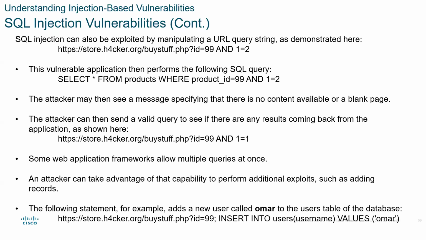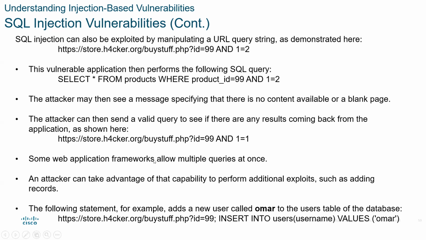It will select from products, because it's going to the store. It will select product from product ID equal to 99, and it should either be 1 or 2. So the attacker may send a message specifying that there is no content available or a blank page. The attacker then sends a valid query, because now it knows the structure of this. The attacker can then send a query to see if there are any results coming back from the application, as shown here. This is the store, buystuff, with session ID of 99 and 1 equals 1.